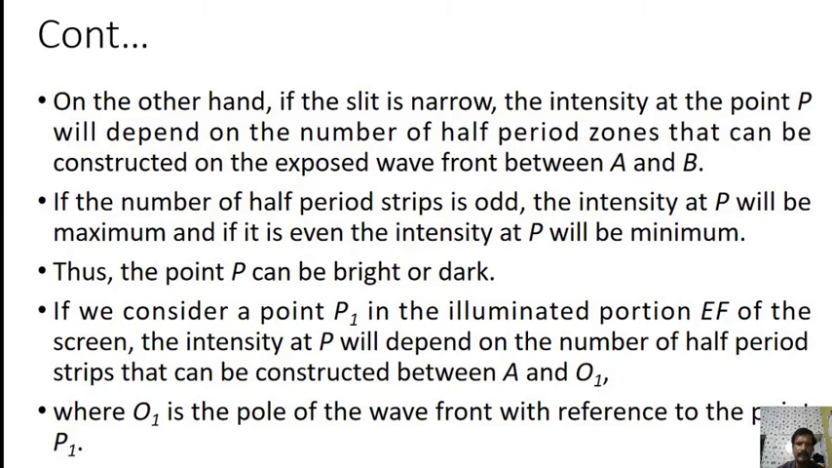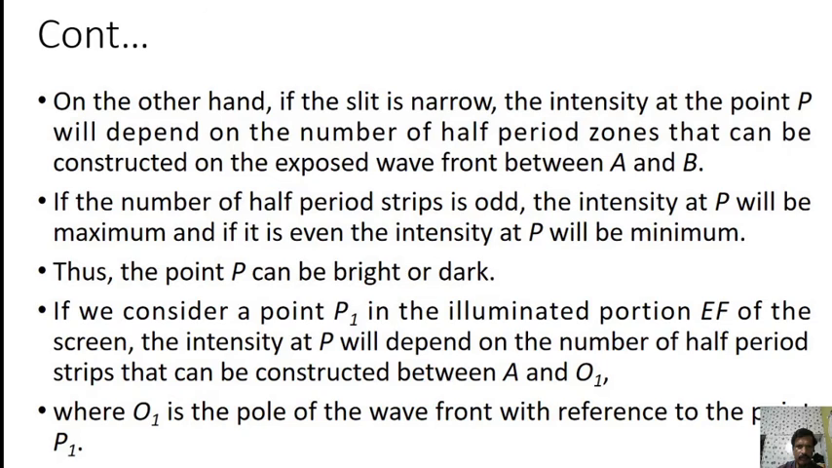On the other hand, if the slit is narrow, the intensity at the point P will depend on the number of half-period zones that can be constructed on the exposed wavefront between A and B. If the number of half-period strips is odd, the intensity at P will be maximum, and if it is even, the intensity at P will be minimum. Thus, the point P can be bright or dark.